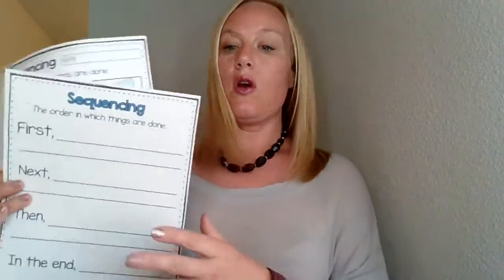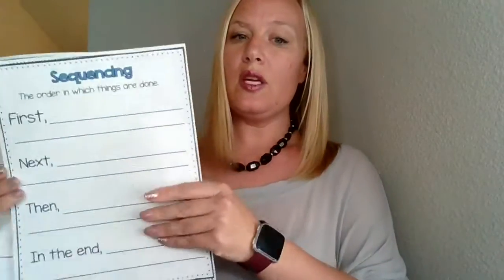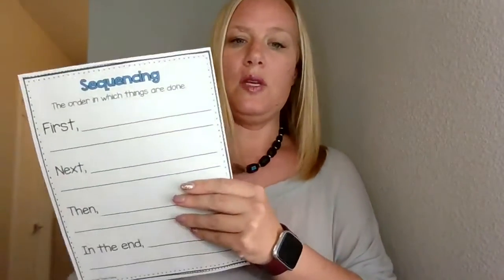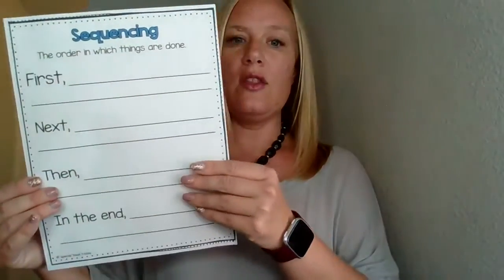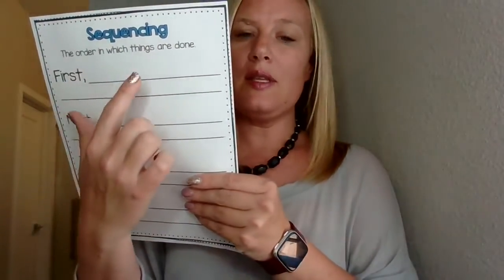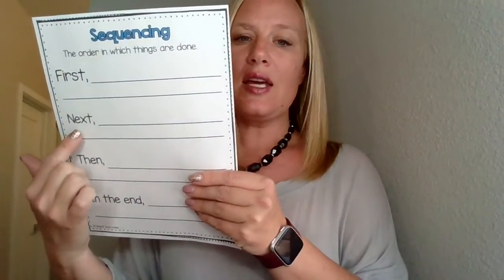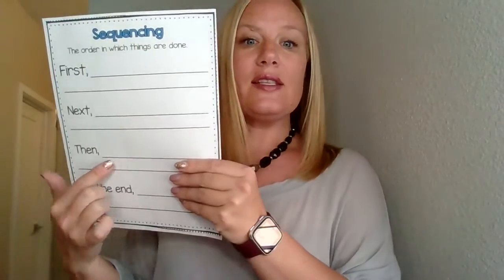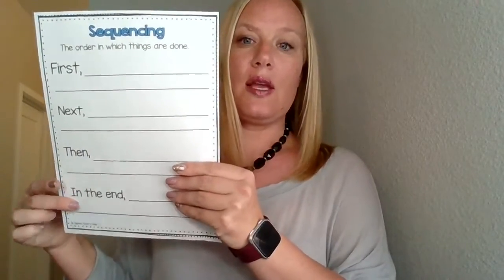So I do have them take that lemonade one, or if they're doing their own topic, and then they take it here, this is kind of like their story map, and then this would be their rough draft. So then they add those sequencing words to it. So first I get the lemons and squeeze them. Next I add the lemon and the water. Then I add the ice, and in the end I drink my lemonade.